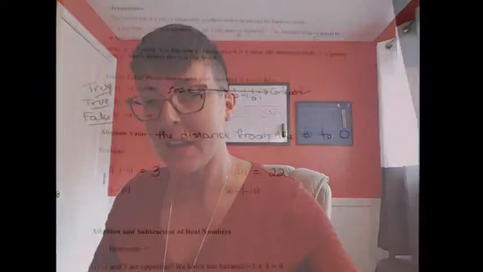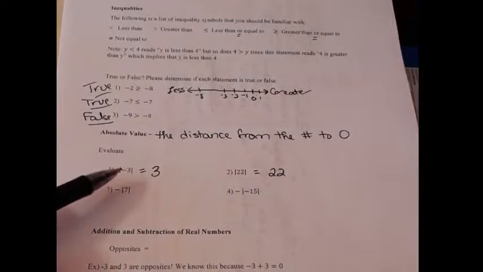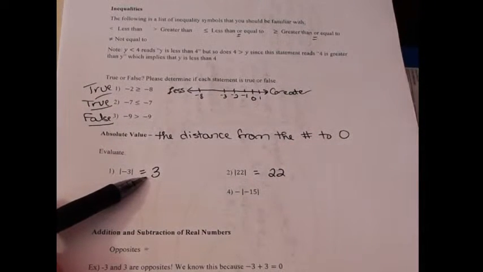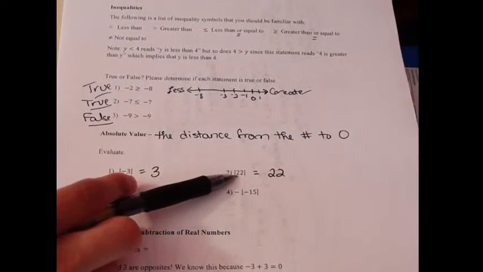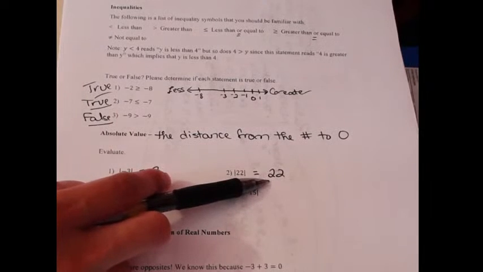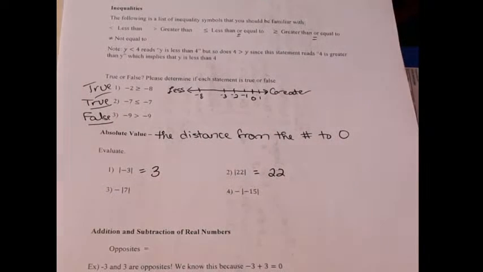So going back to our notes, the absolute value of -3 is 3 units from 0. The absolute value of 22, the number 22, is 22 units from 0. Do you see that distance?